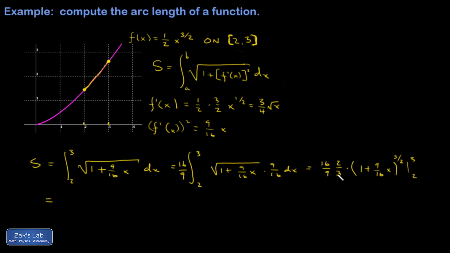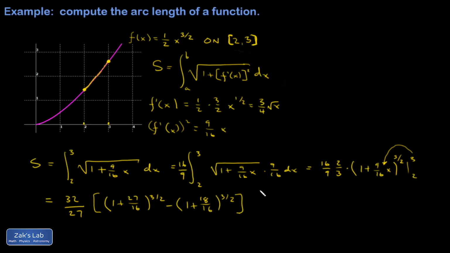All right, so I don't see anything I can cancel out here, so I'm just going to write this as 32/27 out in front. And then in my upper limit, I plug in the 3 here for x, not for 9, but for x. And I end up with a 27/16, so I have 1 plus 27/16 to the 3/2 minus what I get when I plug in 2 for x, which would be 18/16, so 1 plus 18/16 to the 3/2.